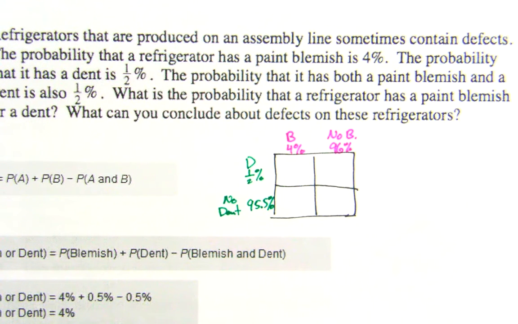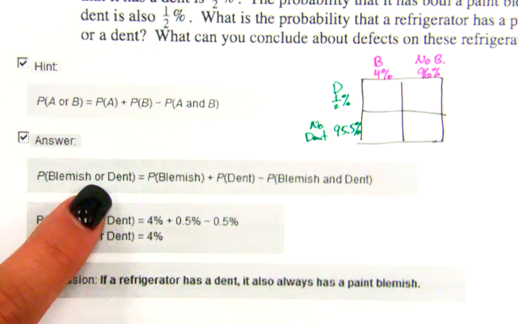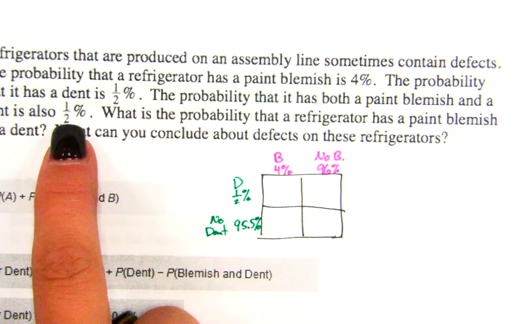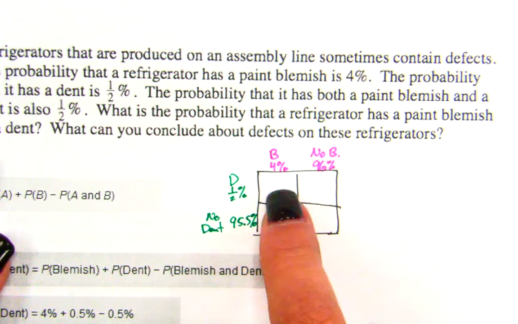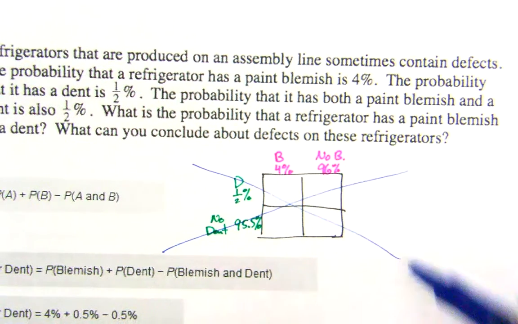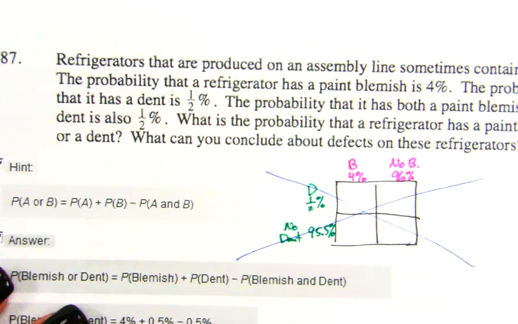And then I thought, okay, I could just fall back on the probability of both of them together, or the probability of the union and the intersection. So I'm going to cross out the area model because that's not what we were supposed to do. Lesson learned. What is the probability that a refrigerator has a paint blemish or a dent?